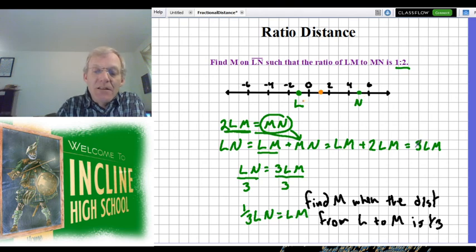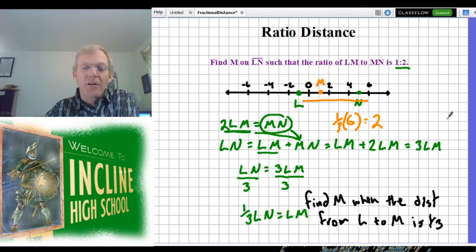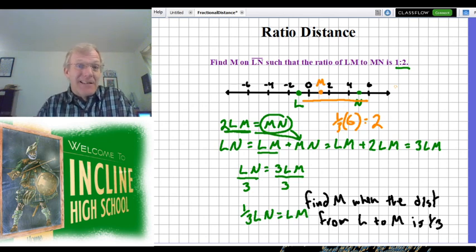We'd find that distance here is 6 units. We'd multiply that by the 1/3. We'd find it's 2 units. And so from the L to the M that we're looking for is 2 units. Now notice what we did. I set this problem up so it would be the same answer, and that's exactly why.